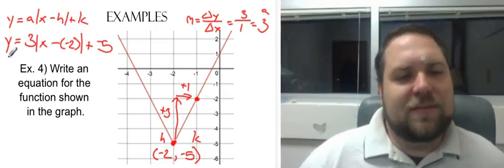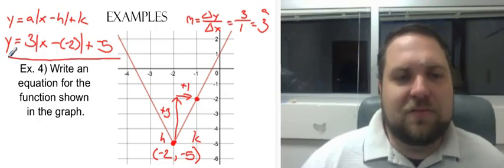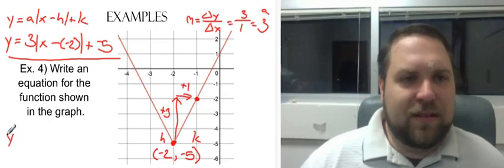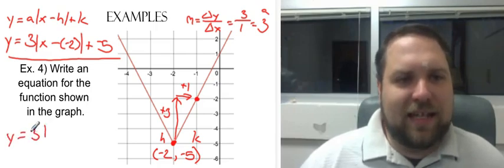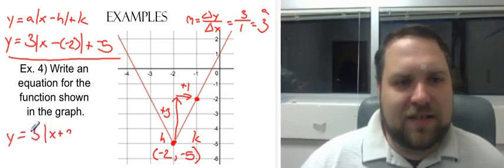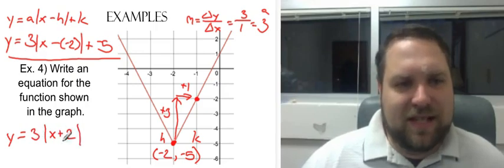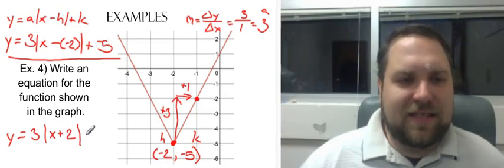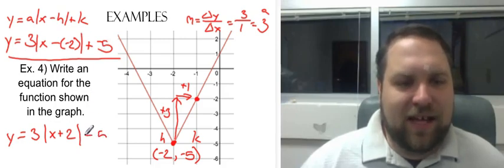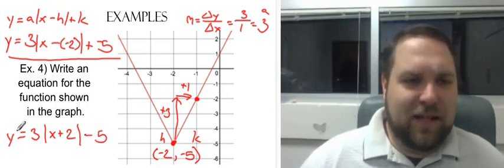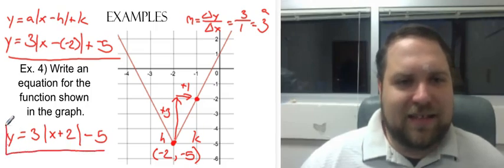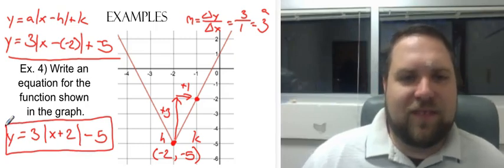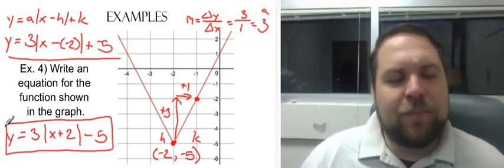But there's some simplification that can happen here, and I do want this simplification to happen. Subtracting a negative is the same thing as adding, so I'm going to change that to x plus 2. Notice this is now the opposite of what's there. Plus a negative is the same thing as saying -5, and so I will write -5 right there, and that is my simplified equation for this absolute value function graph.